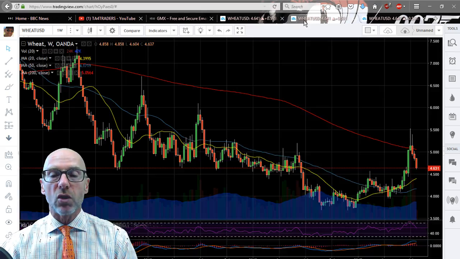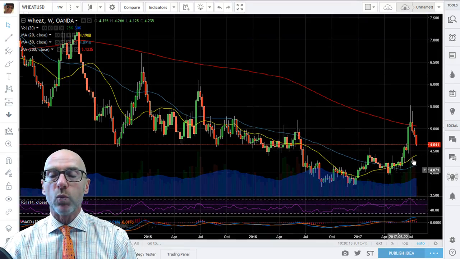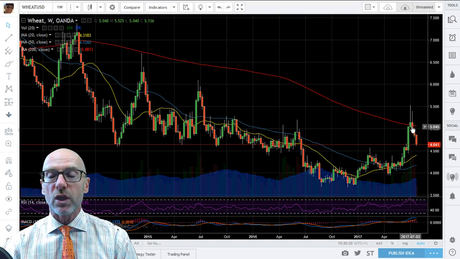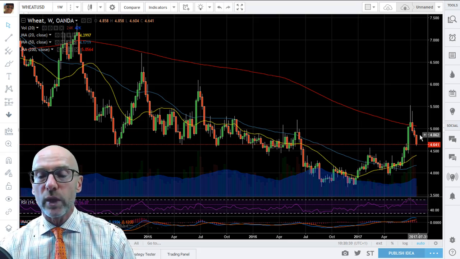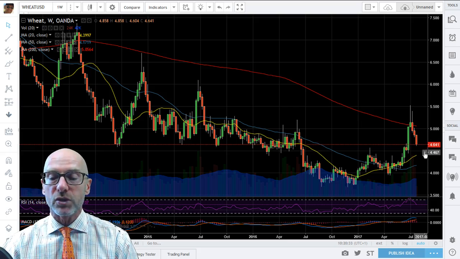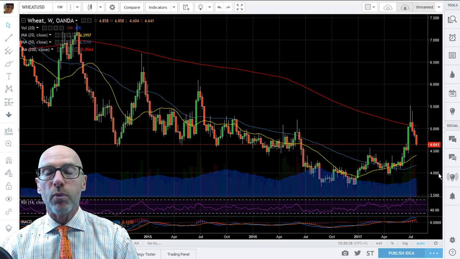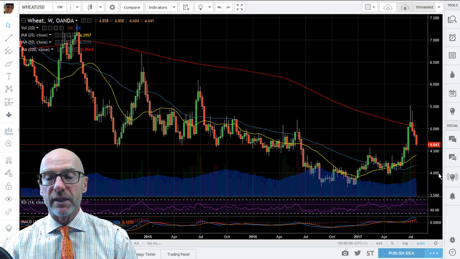Looking at the longer term picture here, looking at the weekly, you can see that not only were we overextended on the daily, but we were also up against the 200 week moving average, and that proved to be too strong a resistance level, so we've pulled back down. On this weekly, there's not much support until we're back below 450. The 20 week is at 4.40, and there's a chance if we go below there that we're back into the old downtrend, so be aware of that.